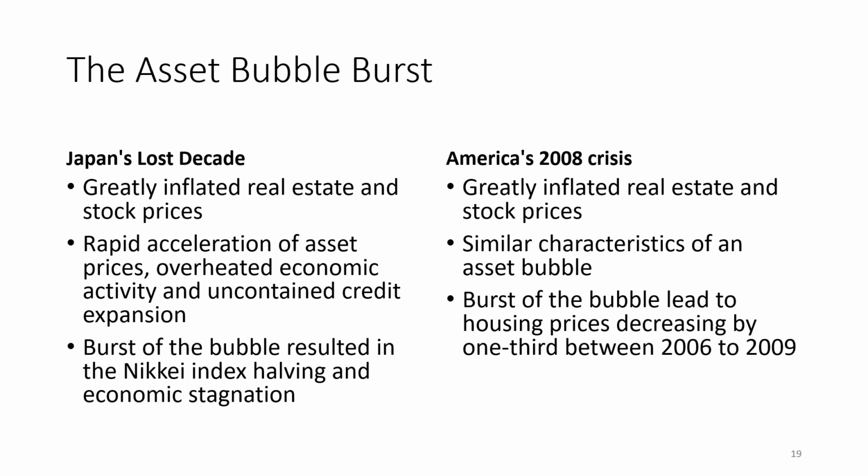There was also rapid acceleration of asset prices, overheated economic activity, and uncontained credit expansion at the start of the crisis. The burst of the bubble resulted in the Nikkei index halving, and for the 2008 crisis, it decreased housing prices by 1/3 between 2006 and 2009.